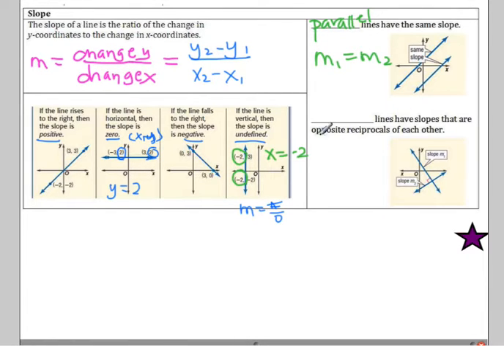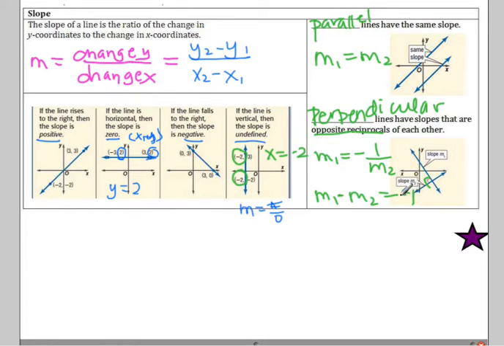Lines have slopes that are opposite reciprocals of each other when they are perpendicular. Remember, perpendicular means they meet at a 90-degree angle. So if I have the slope 1, the way I would get it to be opposite is, if this one's positive, I make it negative, and reciprocal, so it's 1 over the other one. Another way to check that you have the correct slope is if you take your slope 1 times the slope of your other line, it should equal negative 1. That's a good way to check to make sure it's right.